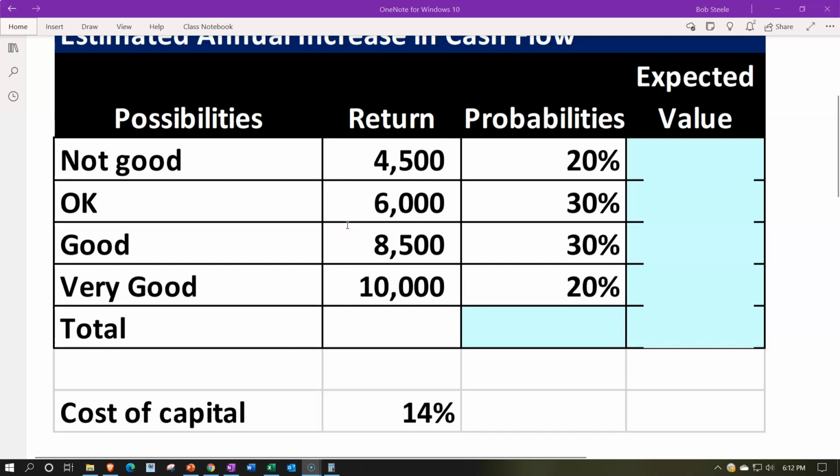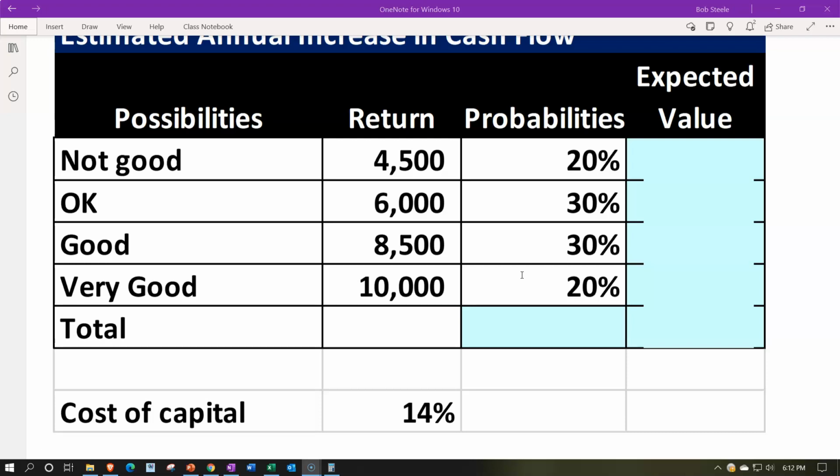Good, $8,500 every year for 5 years, and very good for the $10,000 every year for the 5 years. Then we're going to assign our probabilities. Where would this information come from? Possibly prior machineries that we have put in place, and then projecting out into the future in terms of what the current economy basically looks like.